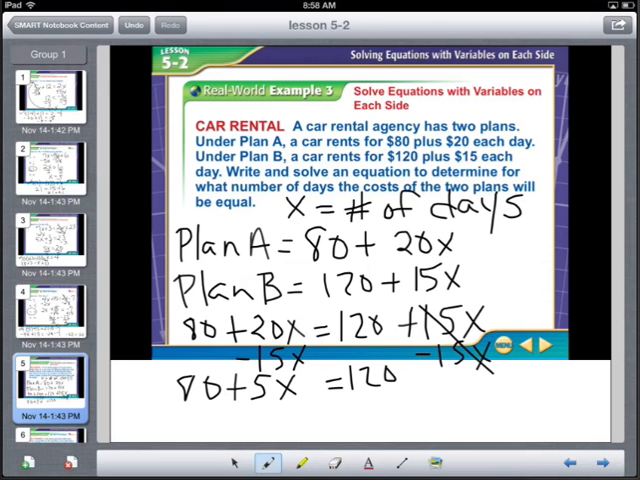Now I've got just a simple two-step equation to solve. Get rid of my addition and subtraction first, so I'm going to subtract 80 from both sides. Those cancel out, leaving me with 5x is equal to, what's 120 minus 80? That's going to be 40.